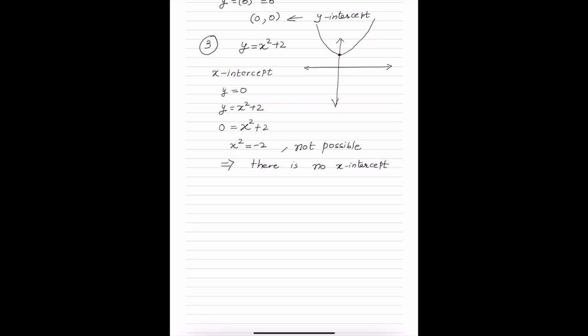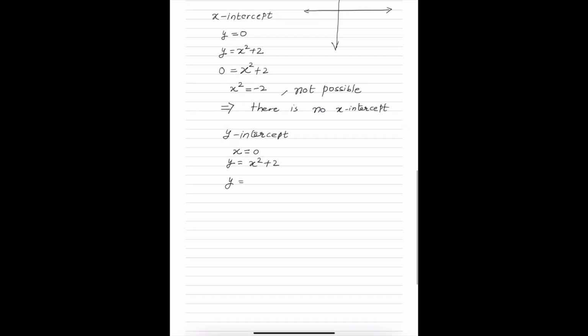Let's find the y-intercept. Since y-intercept is the point where the graph cuts through the y-axis, and on y-axis all x's are 0, so to be able to find y-intercept, we will put x equal to 0 in the graph y equal to x square plus 2. When we do that, we get y equal to 0 square plus 2, gives us 2. So for x equal to 0, we got the y coordinate as 2, which is the y-intercept.